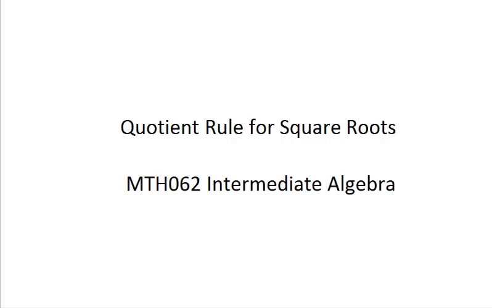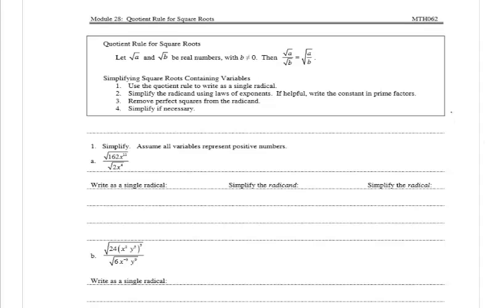In this video, we're going to take a look at the quotient rule for square roots. The quotient rule for square roots says, let the square root of a and the square root of b be real numbers with b not equaling 0, then the square root of a divided by the square root of b is equal to the square root of a divided by b.